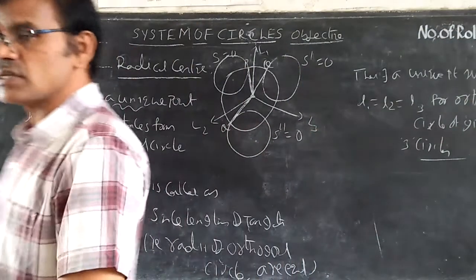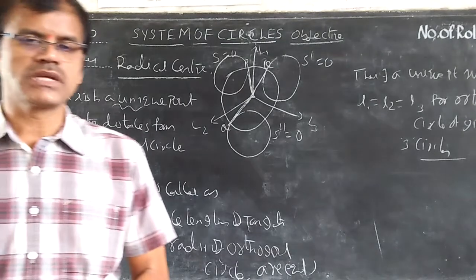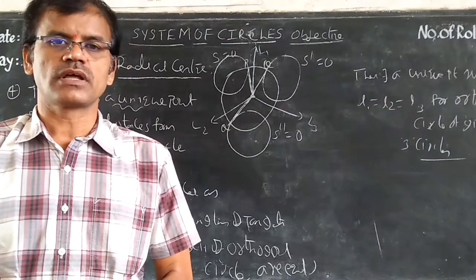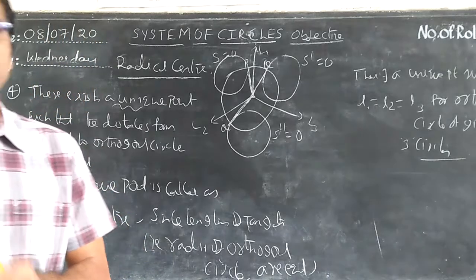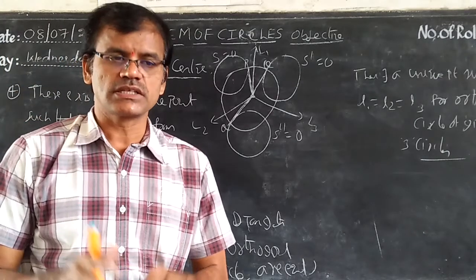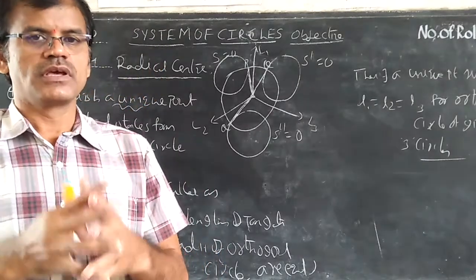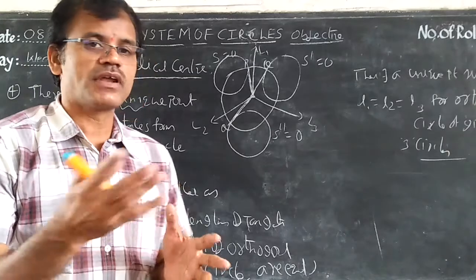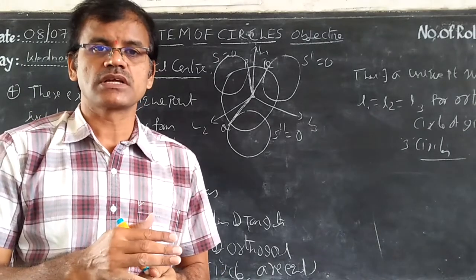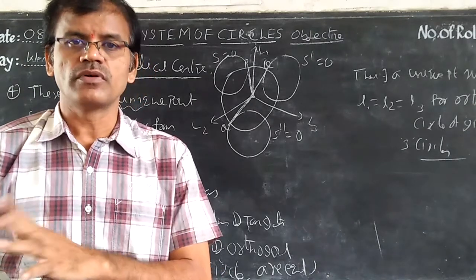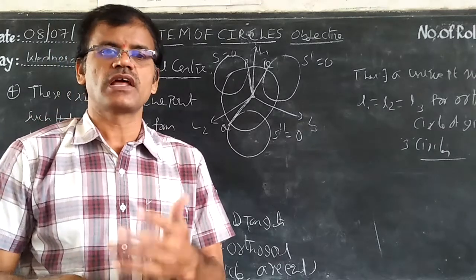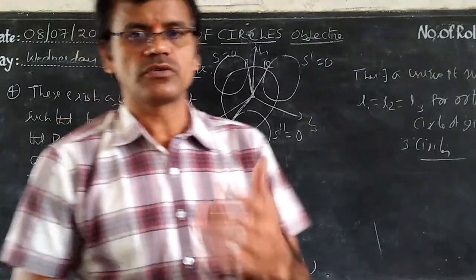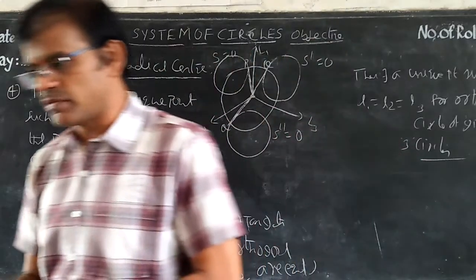In some competitive exams, they will give L1 equal to L2 equal to L3, and the question asks for the condition, or the point. It is the radical center. Whenever a radical center exists for three circles, and a circle is orthogonal to the given three circles, what is the value of the lengths of tangents? The question will be given like this: L equal to L dash equal to L double dash, or L1 equal to L2 equal to L3.